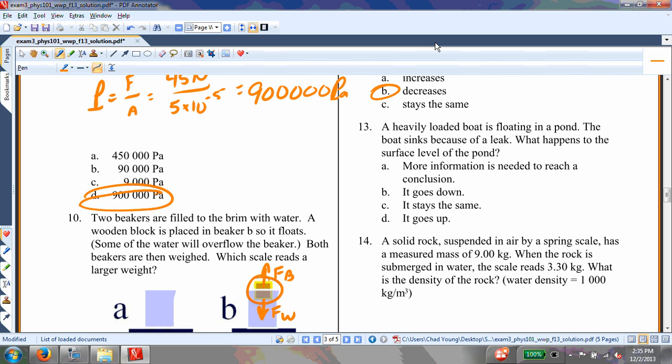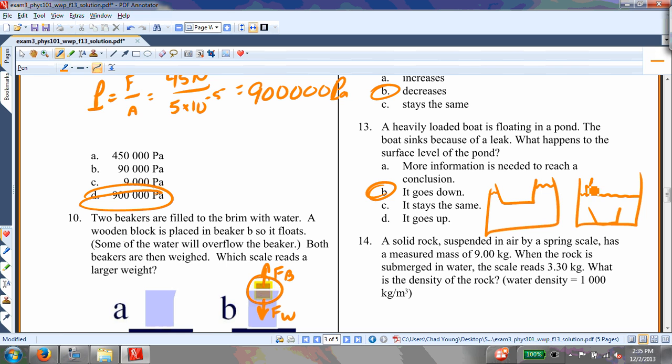All right, a heavily loaded boat is floating in a pond. The boat sinks because of a leak. What happens to the surface level of the pond? All right, the surface level of the pond is going to go down. Imagine this. I have this boat. It's displacing a lot of water. It's displacing so much water that the weight of the water is equal to the weight of the boat. Because boats are usually made out of things that sink, like metal. However, when the boat sits on the bottom, it's not displacing nearly the same amount of water. So the level of the lake actually drops.